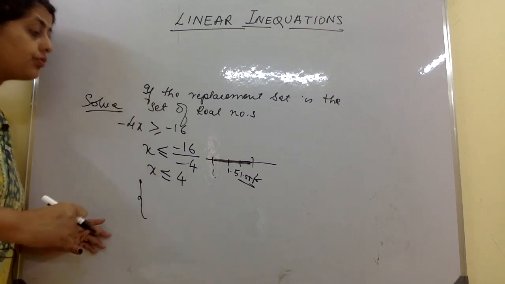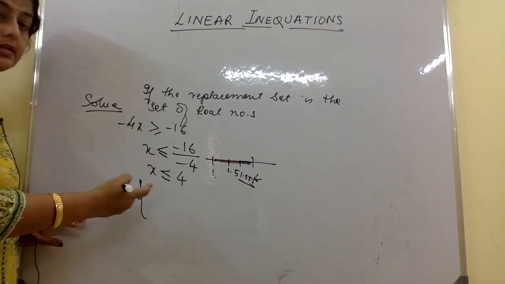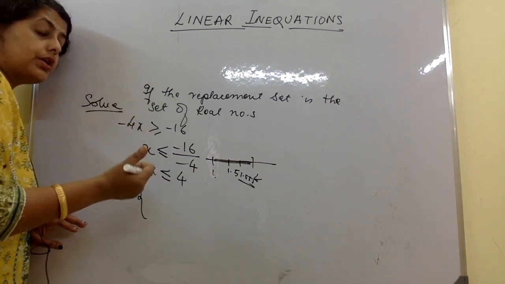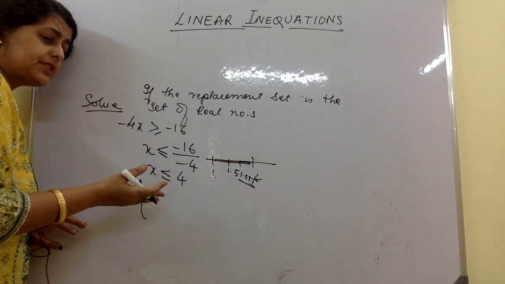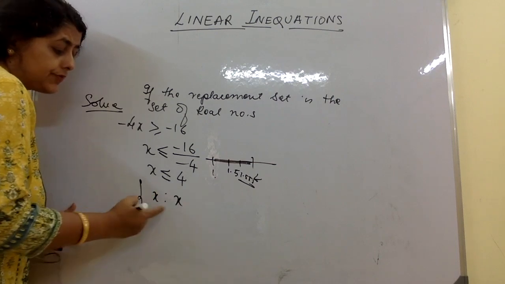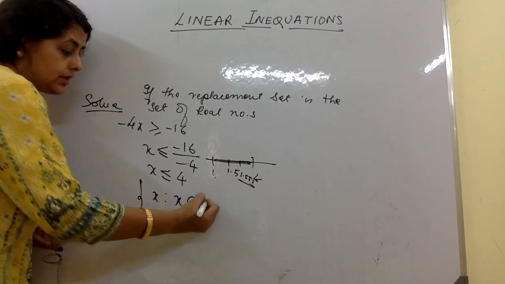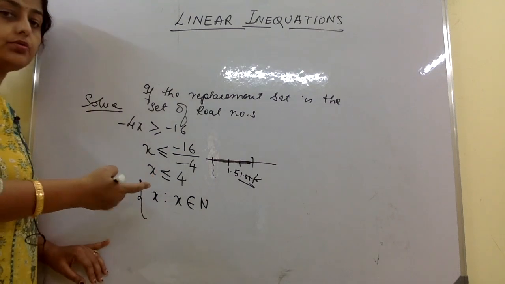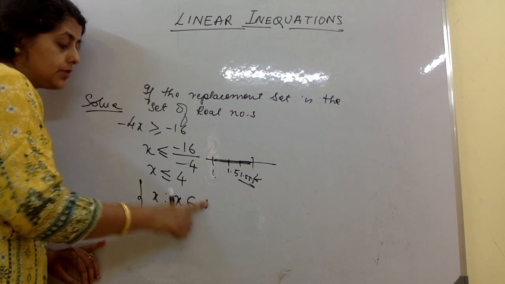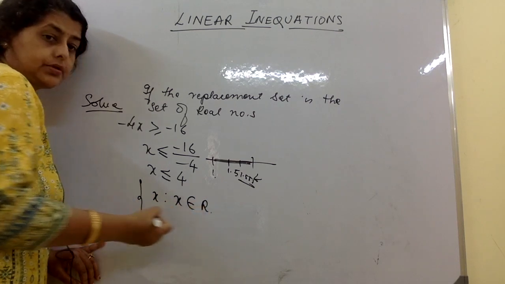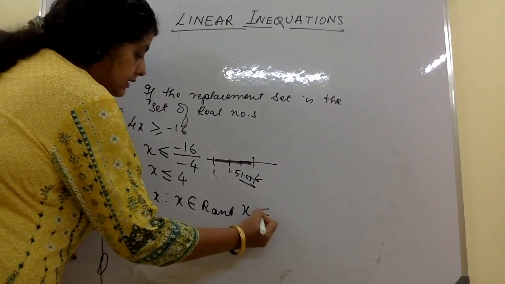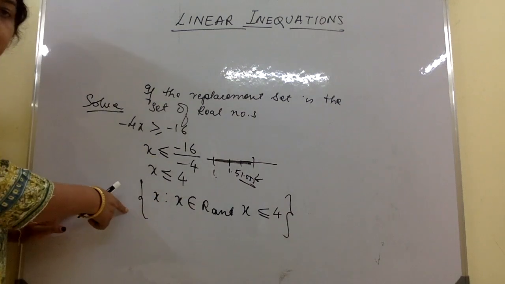Okay, so now what to do? When we have to write a real number solution set, it comes according to set theory, in the set builder form. X is such that, this sign is for "such that", X belongs to the set of natural numbers. Okay, X is such that X belongs to the set of real numbers, and X is less than or equal to 4. This is our solution set.